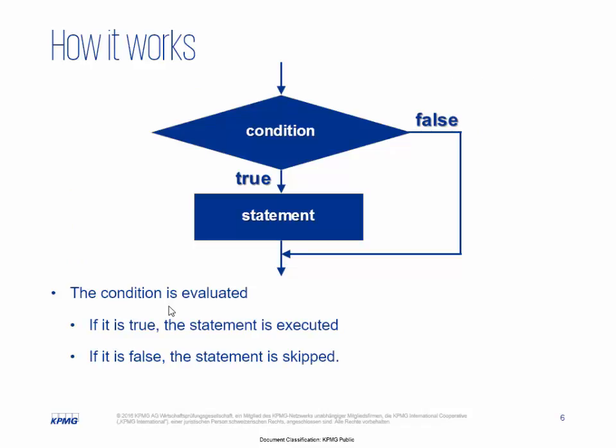So again, that's the simple diagram that shows how it works. As a flowchart, we get a condition. If it's false, we're just bypassing and continuing. If it's true, we're going into the statement or multiple statements, and we execute them.